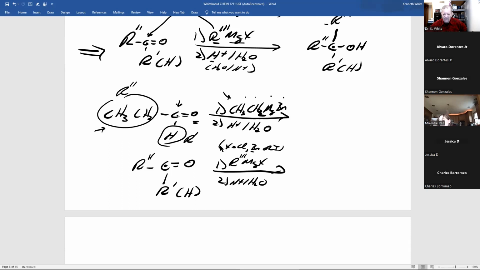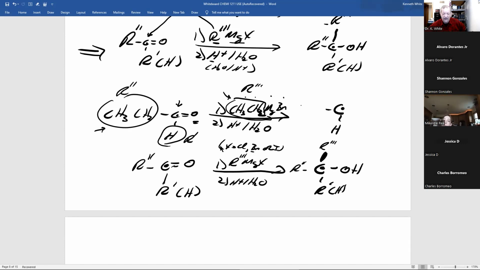Keep your eye on the carbonyl carbon. What's attached to it is still attached: an R prime or hydrogen, R double prime. And you get an alcohol, OH group, and then you do that special thing. You make a carbon-carbon single bond. And what's our R triple prime? Ethyl. So I'm going to write this carbon, which is this carbon, which is this carbon. It has hydrogen, R double prime, ethyl.